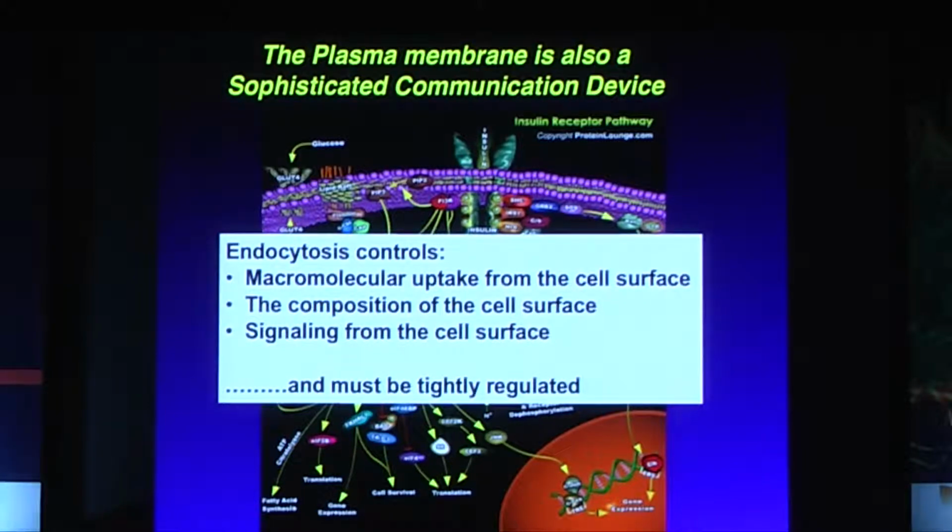Endocytosis, which is the uptake of macromolecules from the cell surface, controls the composition of the cell and therefore how the cell can take up nutrients from its environment. Things like glucose and insulin metabolism, signaling from the cell surface. And so endocytosis must be tightly regulated.